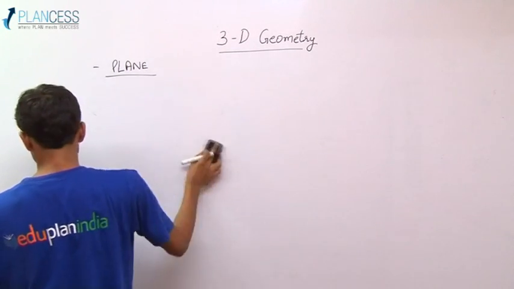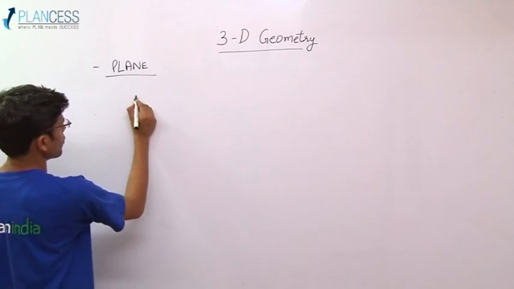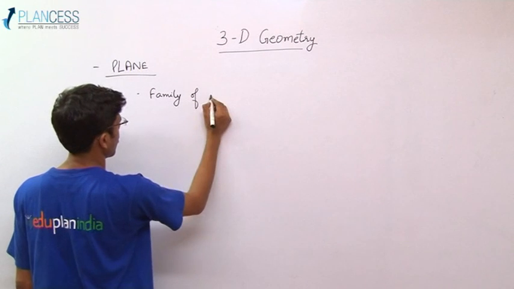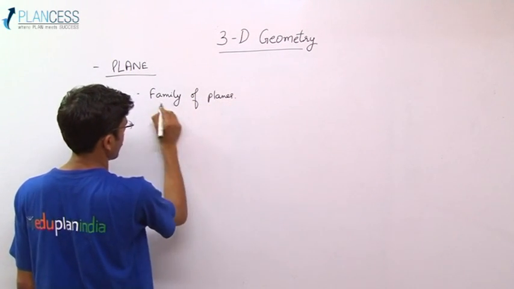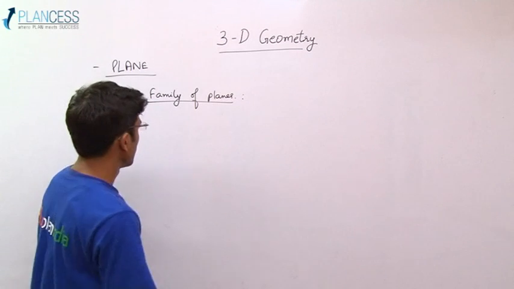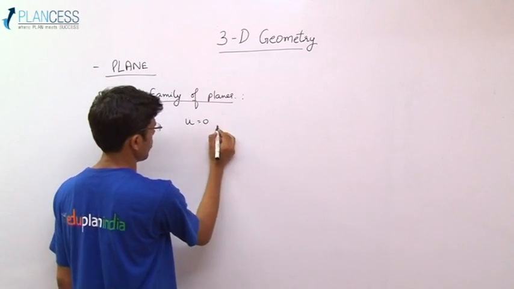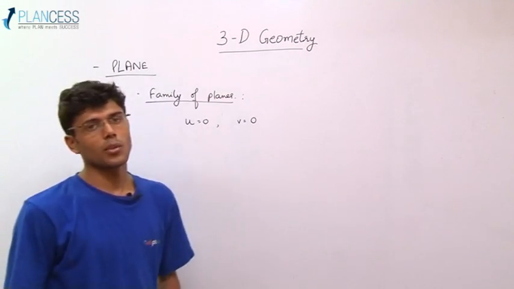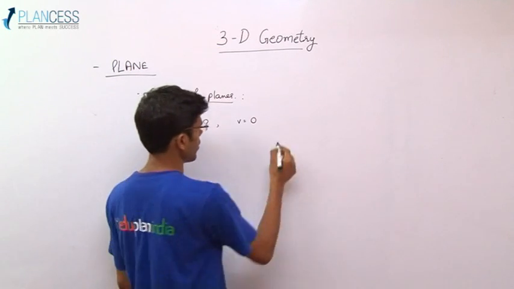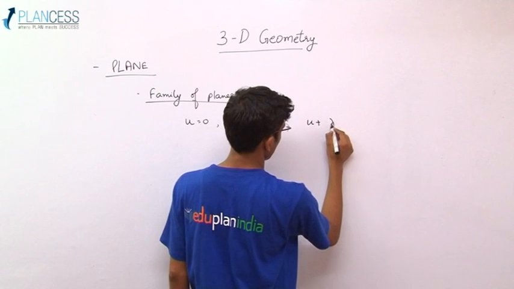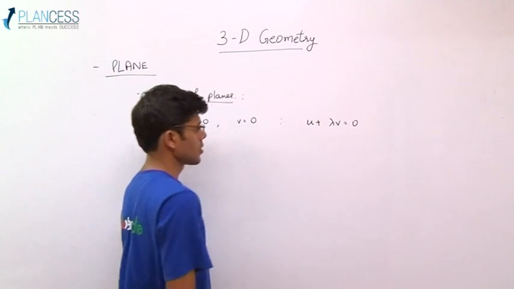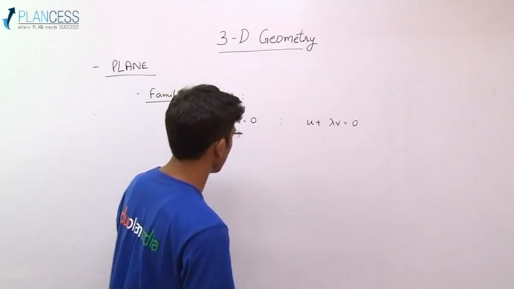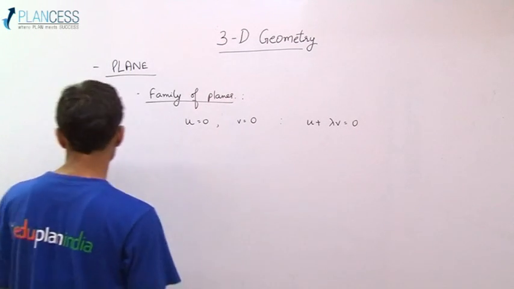Another notion is family of planes. Say we have a plane u equals to 0 and a plane v equals to 0, then the equation of the plane which is passing through the line of intersection of these two planes can be given as u plus lambda v is equal to 0. This is the general form of the equation of the plane which is passing through the line of intersection of the planes u and v. So let's take a specific example.